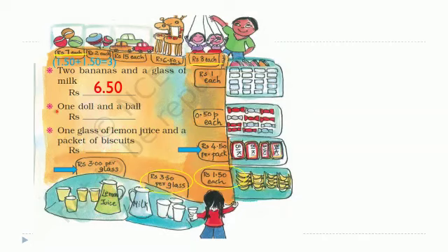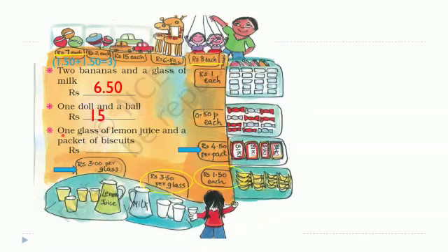Now next, one doll and a ball. So it's just simple. We know ball is 7 rupees and doll is 8 rupees. Just add both of them. What will you get? You will get 15. So one doll and a ball cost rupees 15.